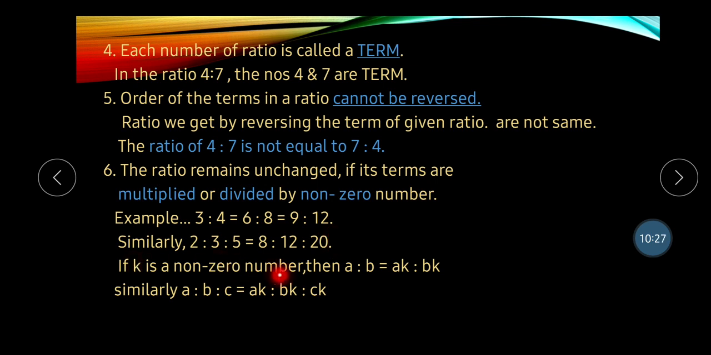If k is a non-zero number, then a is to b is equal to ak is to bk. Similarly, a is to b is to c is equal to ak is to bk is to ck.